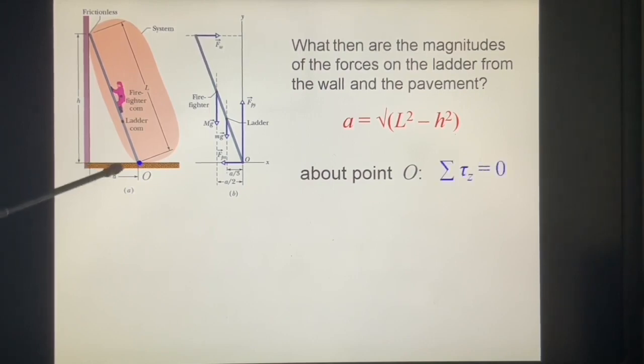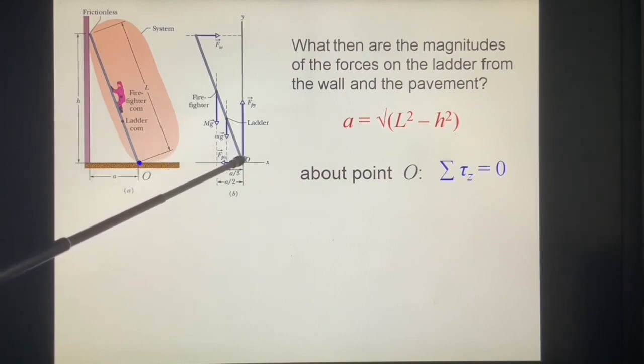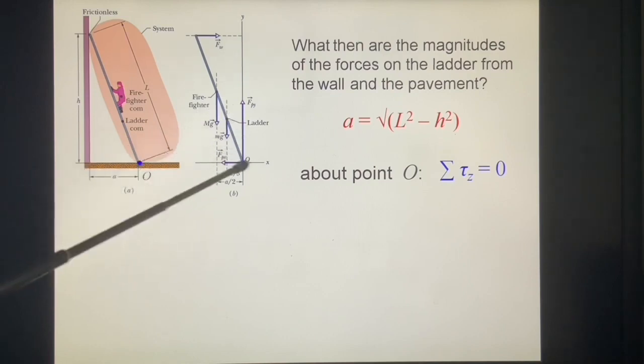Let's see, sigma tau equals 0. How many forces are there? Is that 1, 2, 3, 4, 5? Among these 5, these two forces have no torque. So they do have a force, but they don't have a torque around O. That makes things easier.